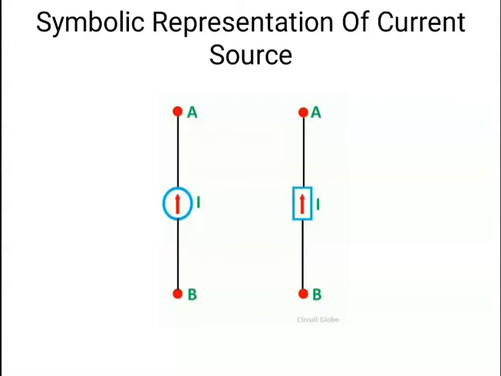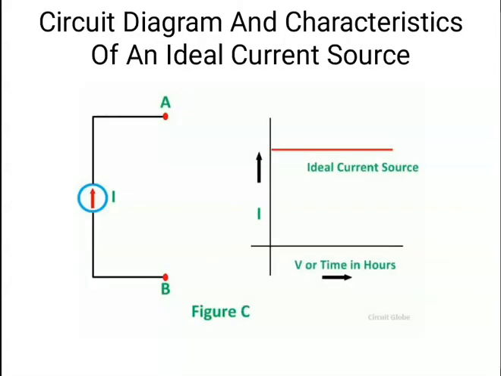Now let us see the circuit diagram and characteristic of an ideal current source. How should an ideal current source be? You can see here that A and B are not connected, so we can say that there is infinite resistance between A and B, because it is not connected, so the resistance is very large. In that case, current is flowing without any problem, so we will get a constant current supply.